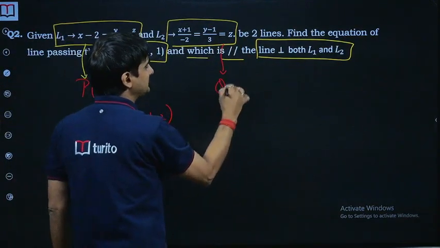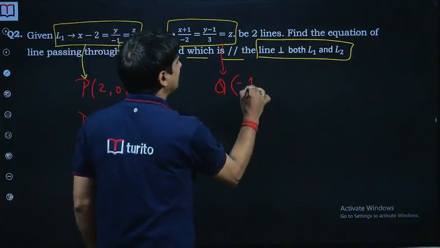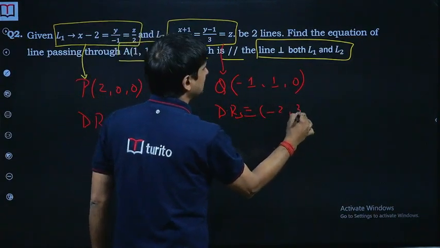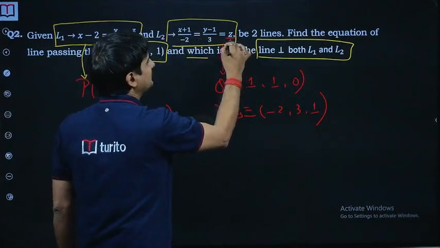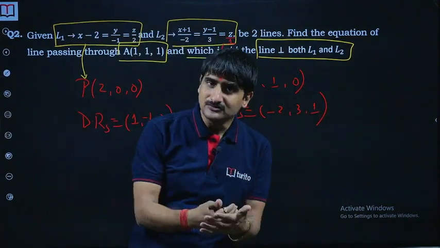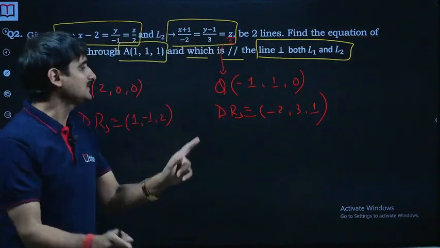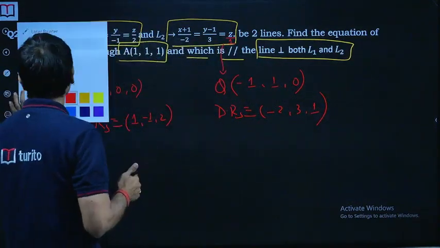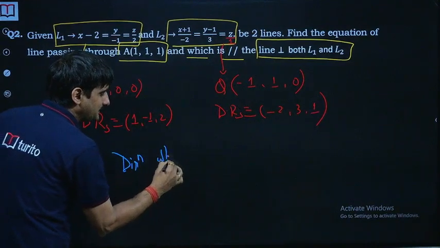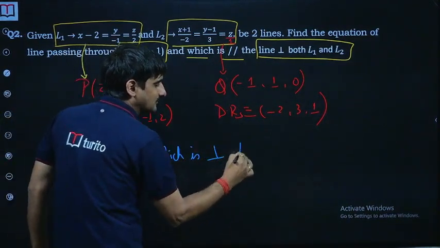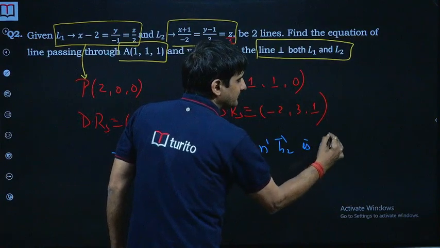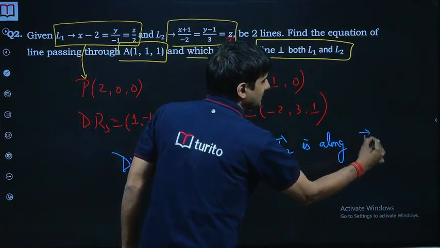Similarly for this one, let's say it passes through the fixed point which is (minus 1, 1, 0), hai na bachchon, and DRs of the second line are (minus 2, 3, 1) here, because you can write z as z by 1 here. Now we need a line which is parallel to the line that is perpendicular to both these lines. So if I write the direction which is perpendicular to two vectors b1 and b2, the vector is along b1 cross b2. I believe all of you will agree.